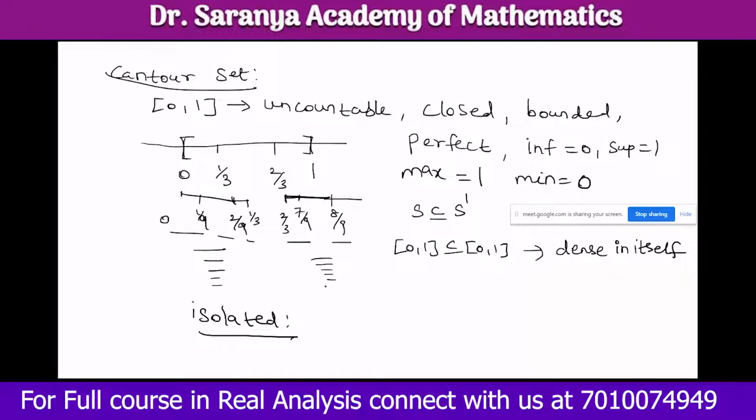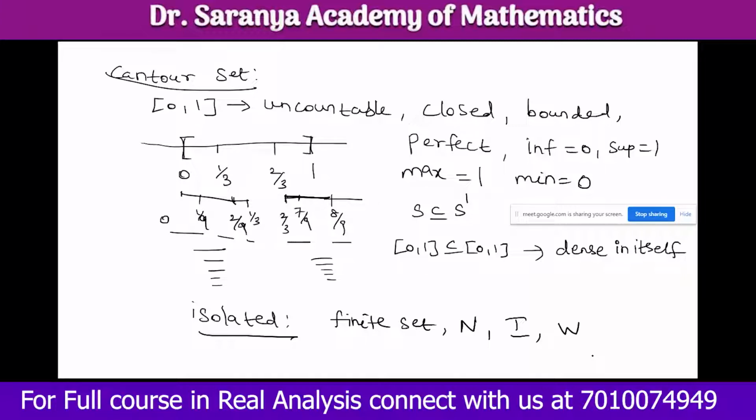So which of these are isolated points? Finite set, discrete set, natural numbers, integers, whole numbers, correct? Yes, that is called isolated, okay?